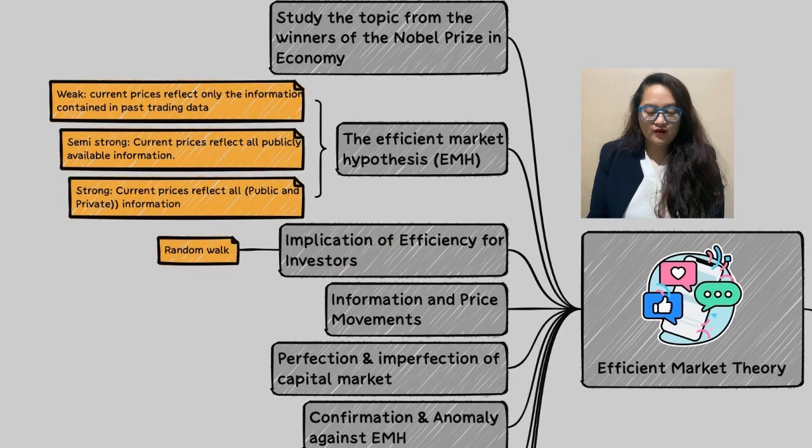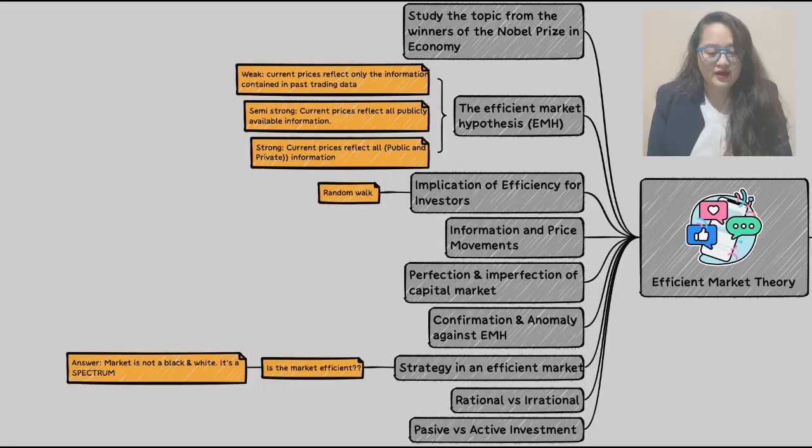The last category that I want to show you today is efficient market theory. To learn about efficient market theory, you can start by studying the topic from the winners of the Nobel Prize in Economics. There's EMH, which is the efficient market hypothesis. After EMH, there's implication of efficiency for investors, and then information of price movement, perfection and imperfection of capital market, confirmation and anomaly against EMH, and strategy in an efficient market.